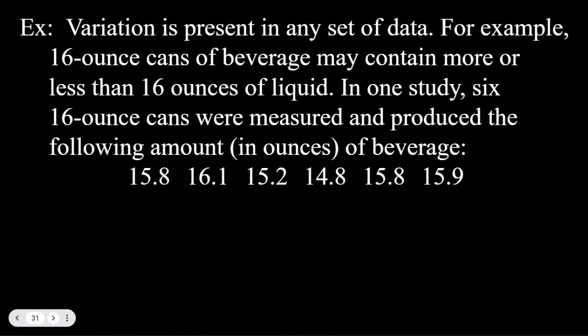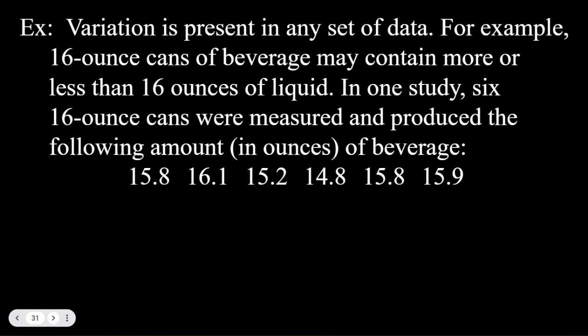One thing that happens is variation is present in any set of data because not everyone is always the same, and not every object is always going to be the same in your groups. So for example, 16-ounce cans of beverage may contain more or less than 16 ounces of liquid. In one study, 6 16-ounce cans were measured and produced the following amount in ounces for the beverage, and the results are listed here.